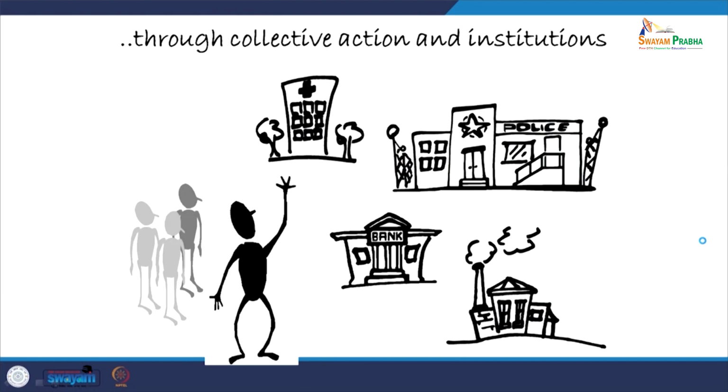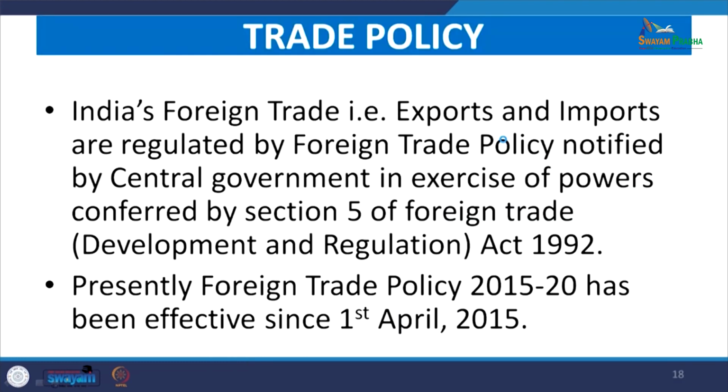So, therefore, we talk about institutions, the role of institutions, maybe bank, police, industries, and simultaneously thinking about environmental sustainability of it. So, trade policy is actually covering all those aspects, simultaneously thinking about all directions of control, so that it will not be creating any threat.